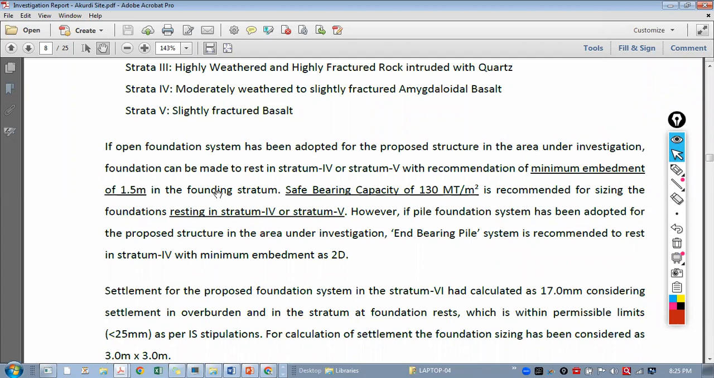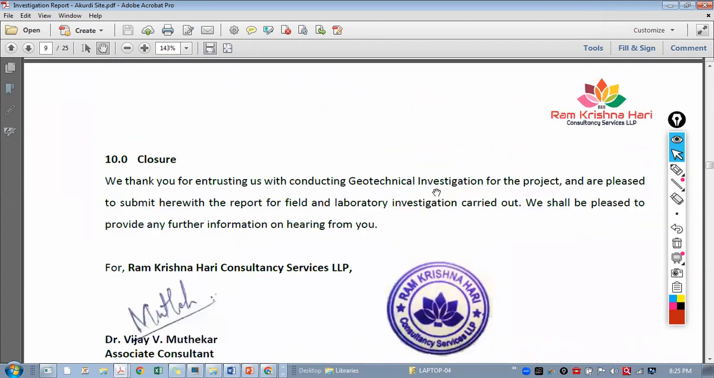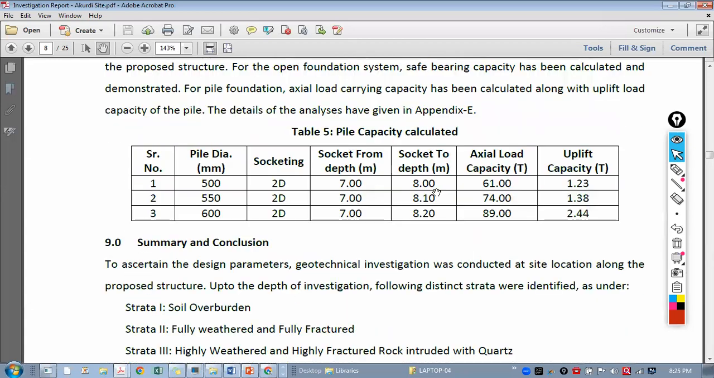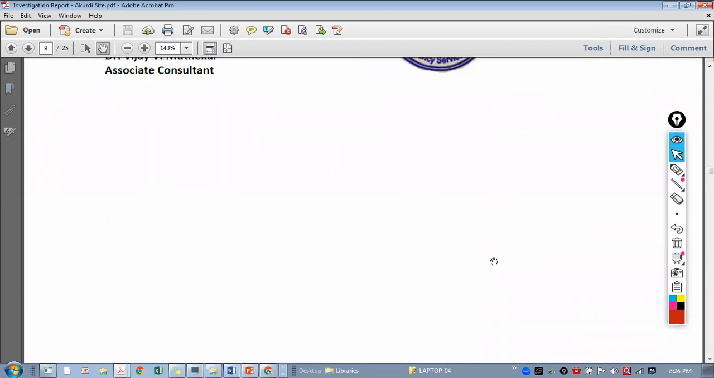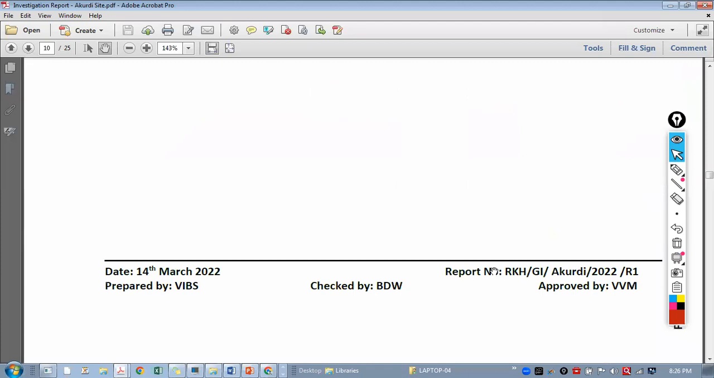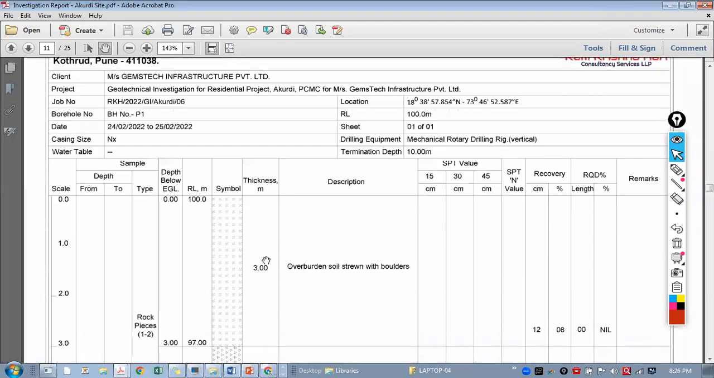So if you are going for isolated foundation, no, this is not isolated. This is a rock capacity actually they are giving. So we are not bothered about the rock capacity in pile foundation. This is the main table for us. Axial capacity, socket depth, how much socketing, and uplift capacity. That's it. So this is your summary, and then they will give you the bore logs, these layers, and all graphs.